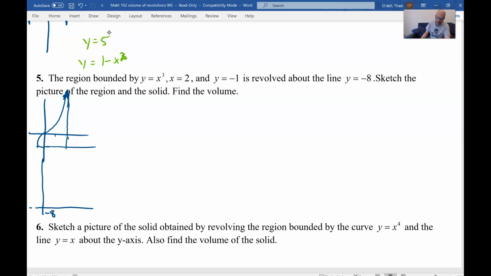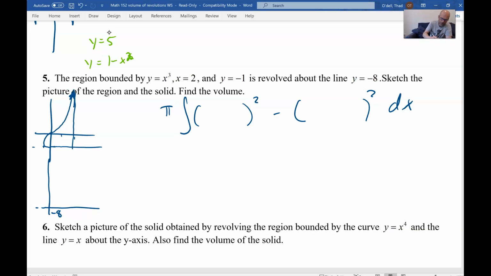So this is going to be either washer or shell, and again, we're doing around a horizontal line, so if we do the washer, it'll be in terms of x, so that's a good reason to maybe try the washer. So if we're doing washer, we do pi times big R squared minus little r squared dx.